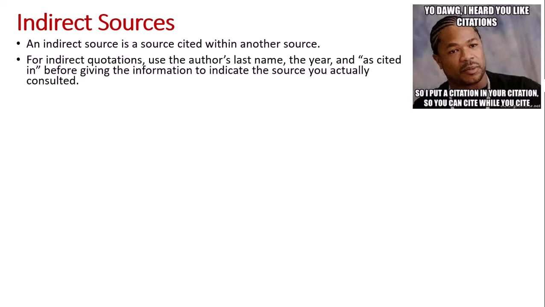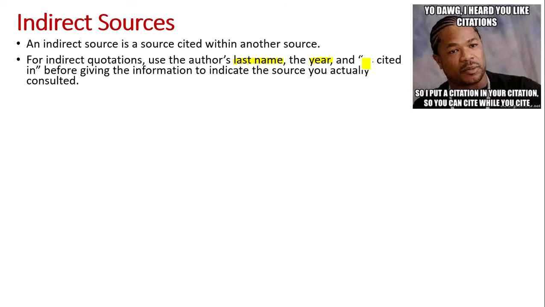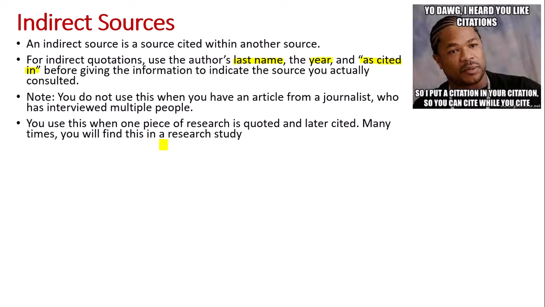So for indirect quotations, you use the first author's name and then the year. So just like always. And then you use the phrase as cited in before you give the information to indicate the source you actually used, which would again be the last name, the year, and the page. I thought I left that out. So you're using it when you have a piece of research quoted and later cited.